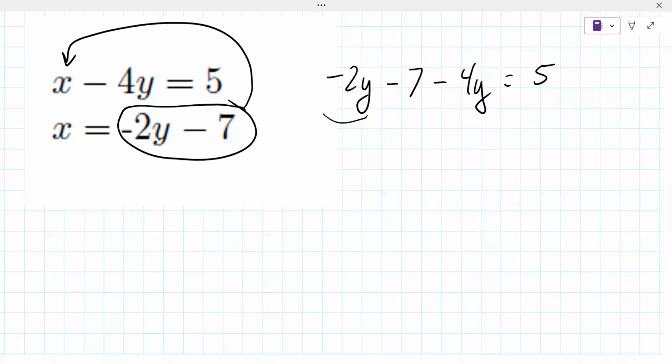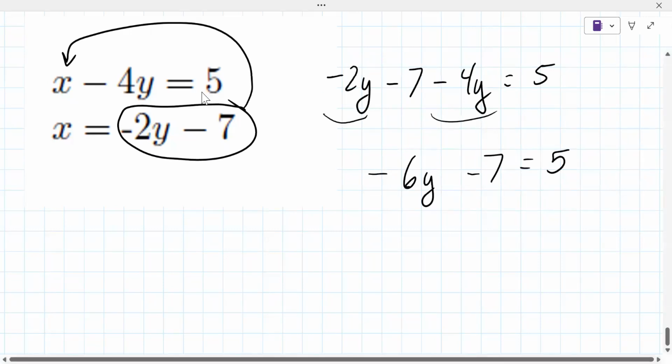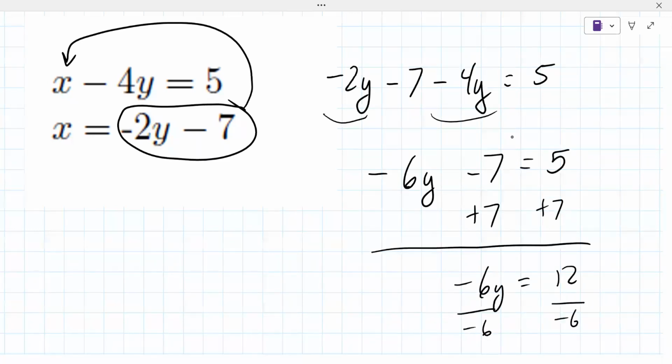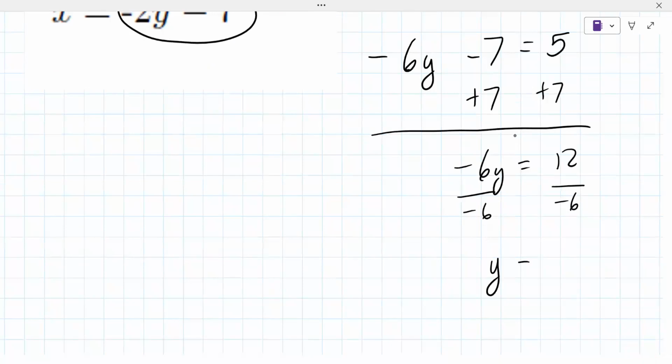Now you still combine like terms. So minus 2Y minus 4Y is minus 6Y, minus 7 equals 5. Okay, so just like before, combine like terms. This time though, they're not quite lining up, but that's okay. And then it's a two-step equation. So you undo subtraction by 7, you add 7 to both sides. Minus 6Y equals 12. And then you divide by minus 6. So Y equals negative 2.